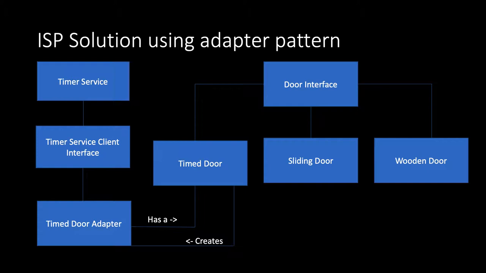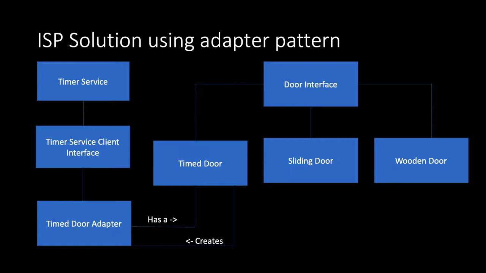Instead of adding this timeout method in the door interface, we add it in the timed door adapter. So now timed door creates a timed door adapter which has a reference to itself. After the timed door adapter is created, it registers itself with the timer, and when the timer sees that the door is open for too long, it sends the alarm signal back to the timed door adapter. And the responsibility of the timed door adapter is to notify the timed door that your timeout has finished and you have to close.